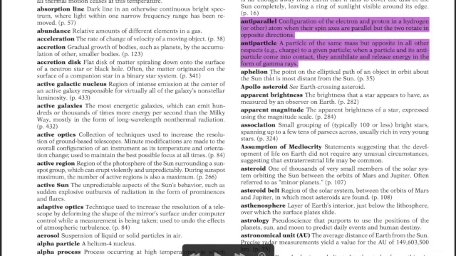Aphelion: the point on the elliptical path of an object in orbit about the sun that is most distant from the sun. As we know, each planet moves in an elliptical orbit around the sun, and hence makes a minimum and a maximum distance from it. So the minimum and the maximum distances are respectively termed. Here the most distant point is termed aphelion.